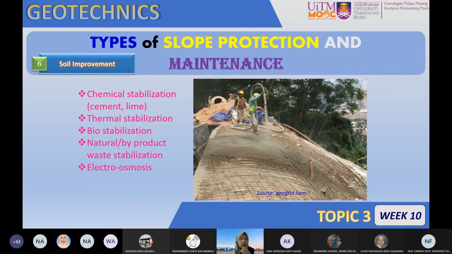And the next one is soil improvement. Soil improvement has common methods such as chemical stabilization using cement or lime, and then thermal stabilization, biostabilization, natural and byproduct waste stabilization, or electro-osmosis. You can see the figure shows chemical stabilization such as cement or lime to strengthen the soil of the slope from moving. This is also a method to prevent water from infiltrating into the slope. So what's the purpose of using soil improvement? Because we want to increase the strength of the soil by adding these components or elements.